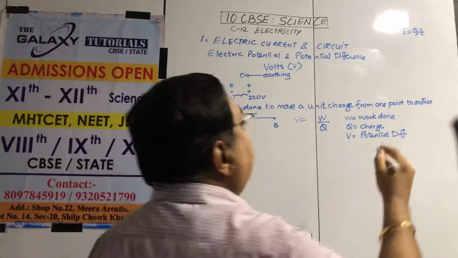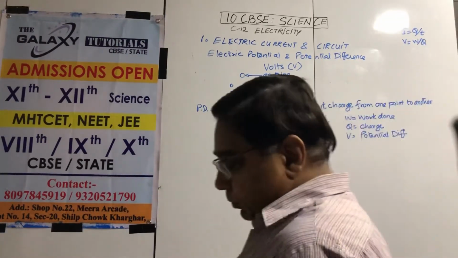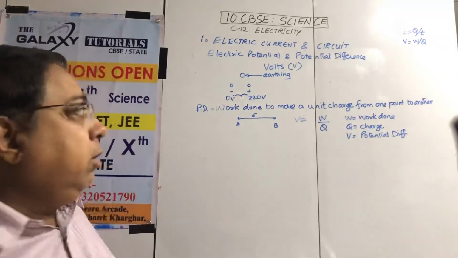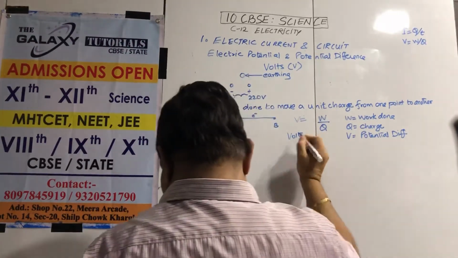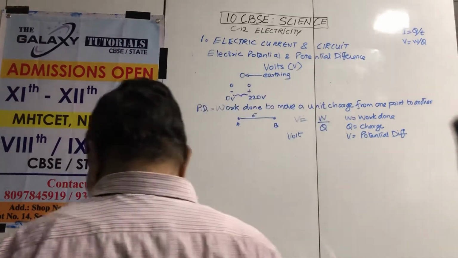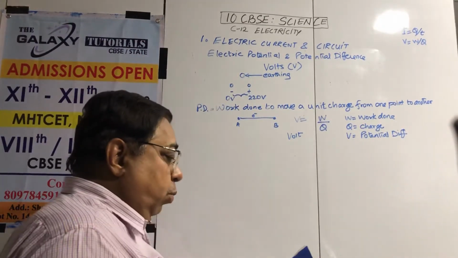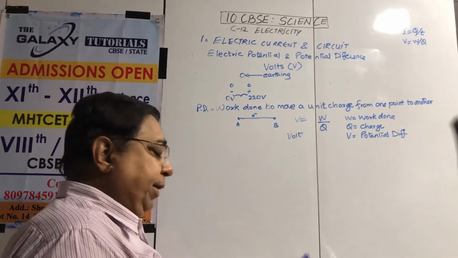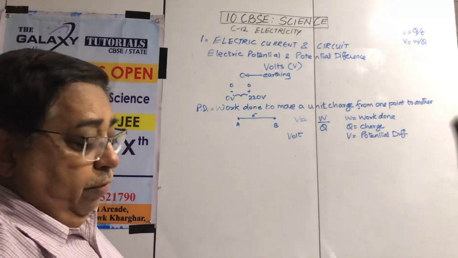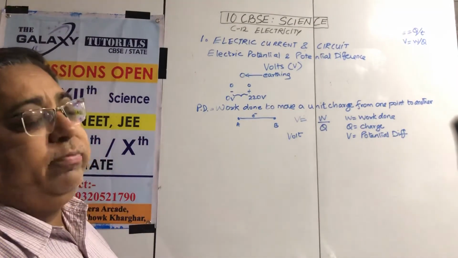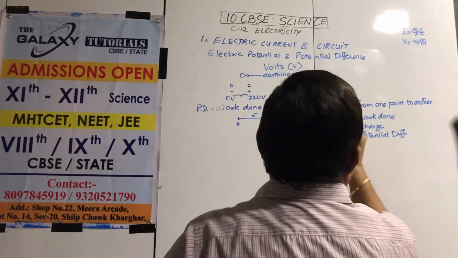So formula number 2 I'm putting here, V is W by Q. Keep track. Now, unit of V is volt, named as I told you after Volta, SI unit. So 1 volt is when you take the potential difference between 2 points in a circuit which carry in a conductor, when 1 joule of work is done to move 1 coulomb charge.